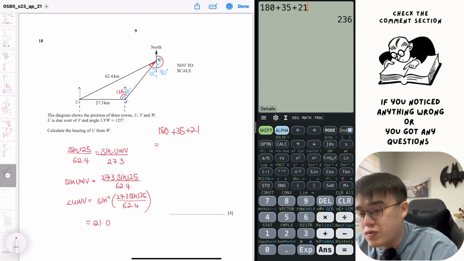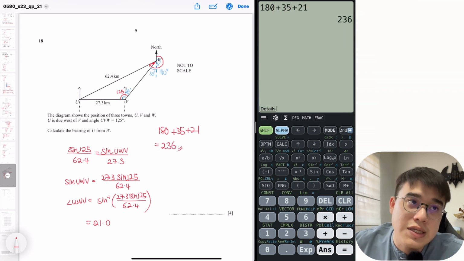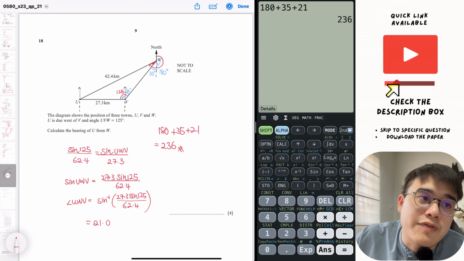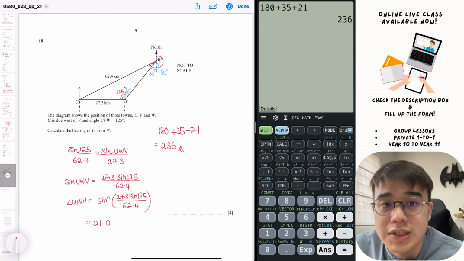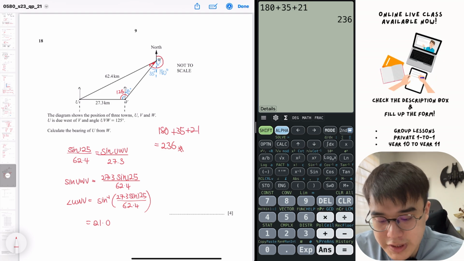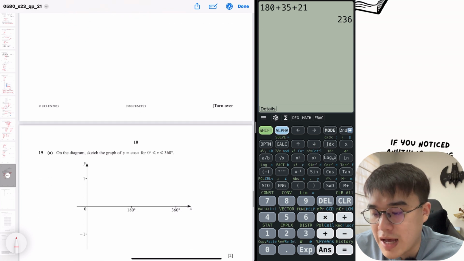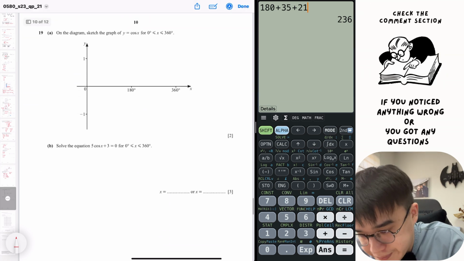So it is actually 236. You don't have to put 0 at the front because it is already more than 100. Okay, so this part is done. So moving on, we only have last 3 questions here.